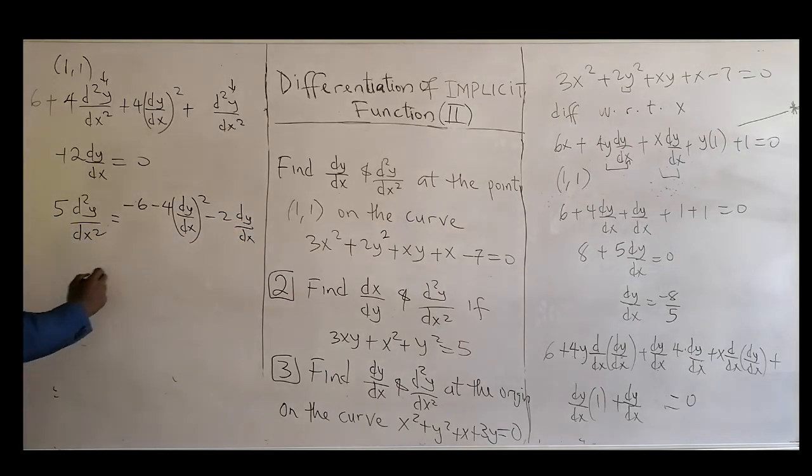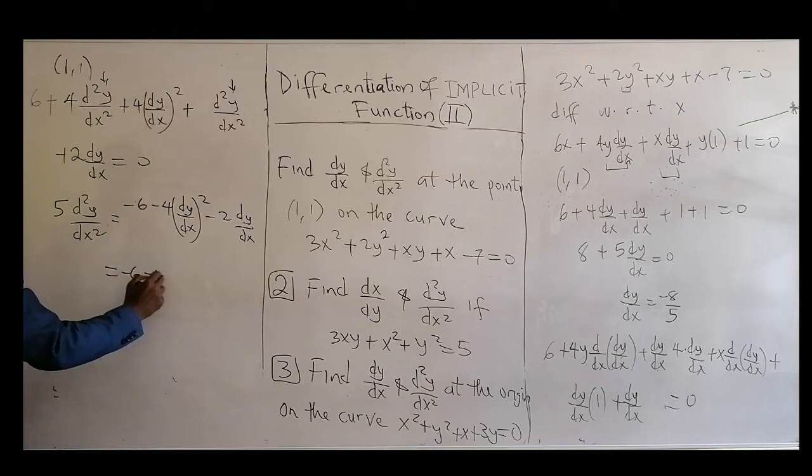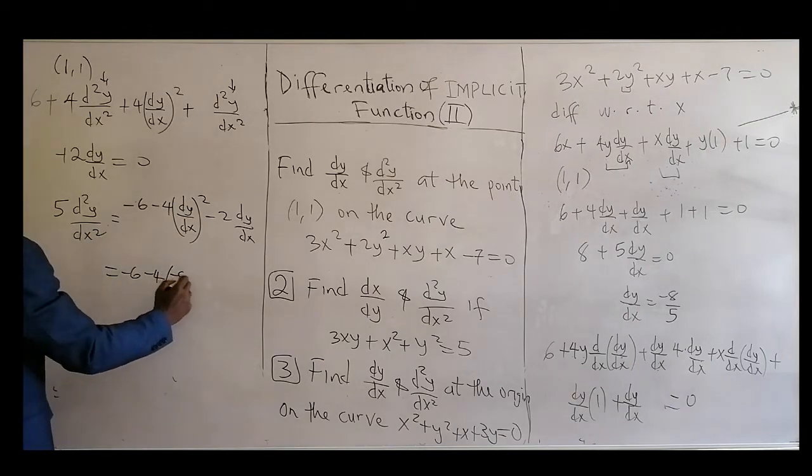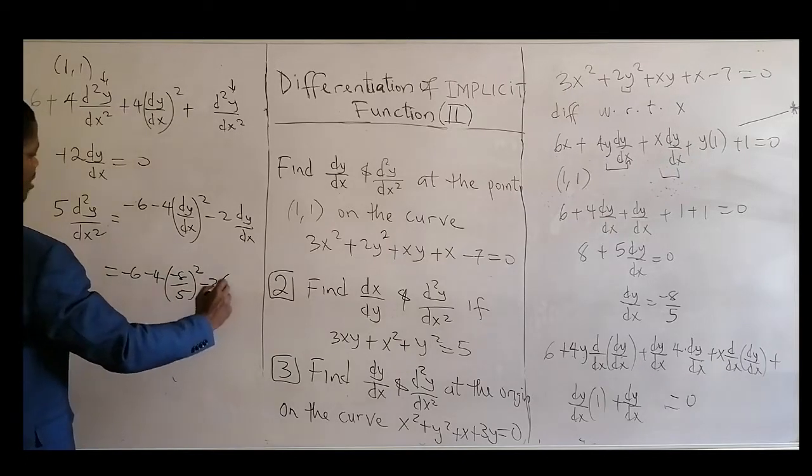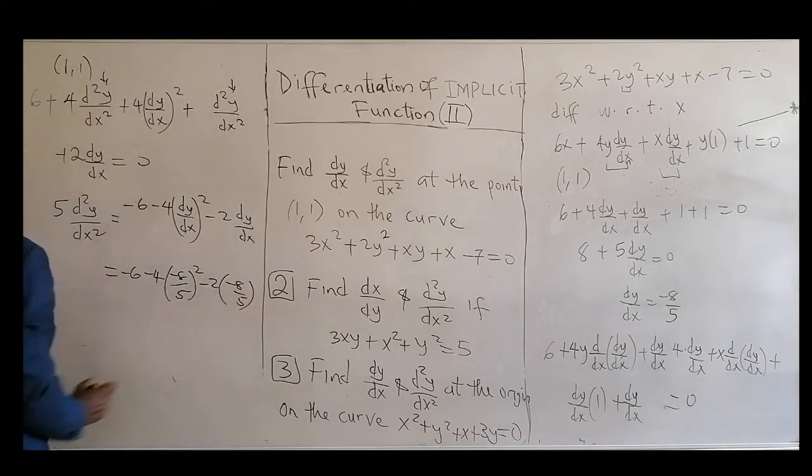Okay, let's substitute now. Minus 6 minus 4 into bracket. My dy dx is what? We've gotten that, minus 8 over 5, squared. Then minus 2 into bracket, minus 8 over 5.